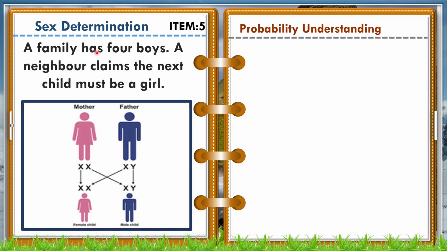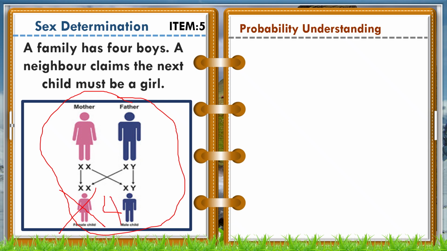A family has 4 boys. A neighbor claims the next child must be a girl. So meaning that we have our family, but the family has got 4 boys. And the neighbor is claiming that the next child to arrive in the family will be a girl.